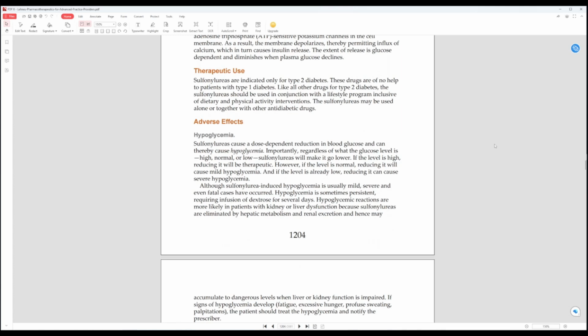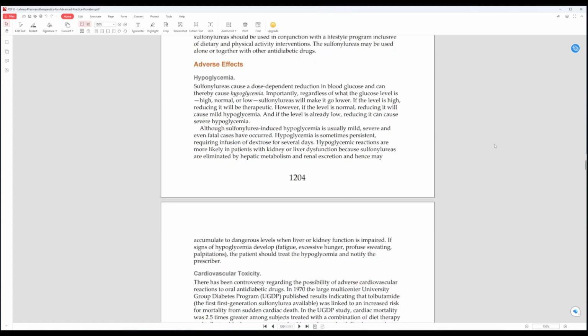Its therapeutic use. Sulfonylureas are indicated only for type 2 diabetes. These drugs are of no help with patients, again, with type 1 diabetes. Like all other drugs for type 2 diabetes, the sulfonylureas should be used in conjunction with a lifestyle program inclusive of dietary and physical activity interventions. It may also be used alone or together with other anti-diabetic drugs.